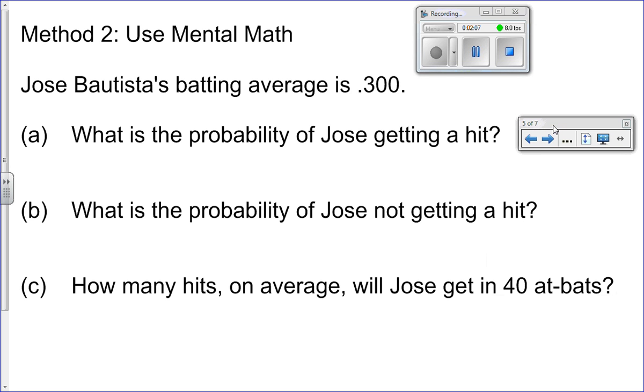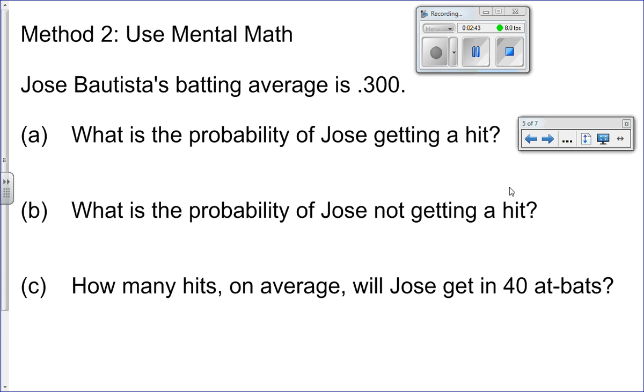Here's a scenario, and we're going to use some mental math. Jose Bautista's batting average is .300. It looks like decimal .300, but in baseball terms we say 300. So question A, what is the probability of Jose getting a hit? B, what is the probability of Jose not getting a hit? And C, how many hits on average will Jose get in 40 at-bats?